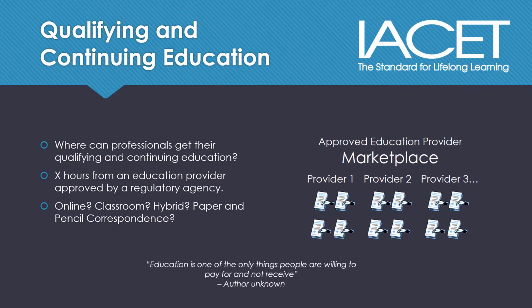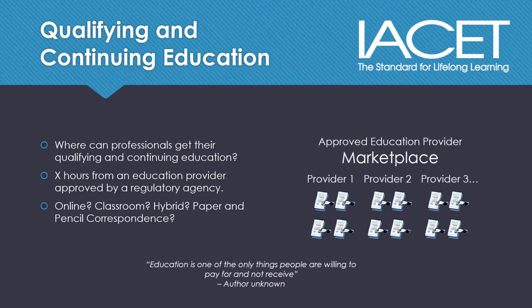Education is one of the only things people are willing to pay for and not receive. Again, education is one of the only things people are willing to pay for and not receive, and this has a profound effect on professional education. So, for example, provider 1 could eliminate quizzes and assessment and just allow the student to do a final check that they've read the material.